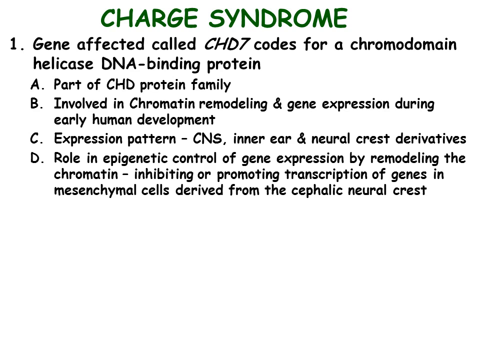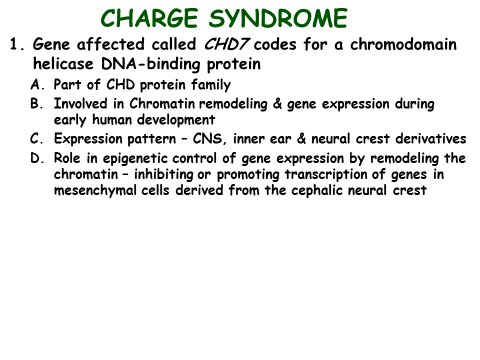So CHD7 is obviously part of a protein family. Chromodomain helicase DNA binding proteins, this is number 7. And it remodels the chromatin, which will then affect gene expression, and it does this during early human development. Expression pattern, think tissue location: central nervous system, inner ear, and neural crest derivatives. In other words, anything that arises from the neural crest. And so this is where we're going to see the problems with the developing child.